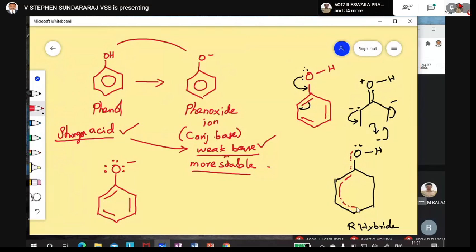Step by step I was showing you. This is the resonance. As a result, here there was a delta plus, there was a delta minus, there was a delta minus. This is the structure. Okay, right. Now similarly here phenoxide ion is coming.